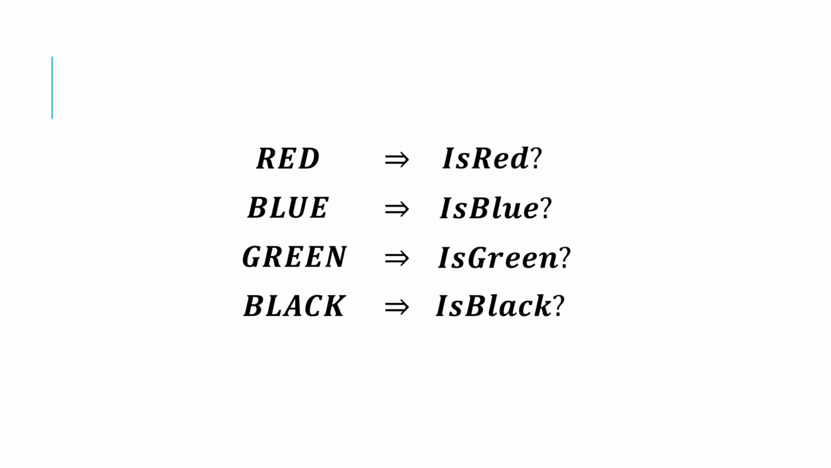A solution is to turn them into binary features. That means we simply convert the features into questions answerable by yes or no. We can then use these binary feature values to represent a vector. So an example would be a vector 0, 1, 1, 1, which means that it's not red, but it is at the same time blue, green, and black.